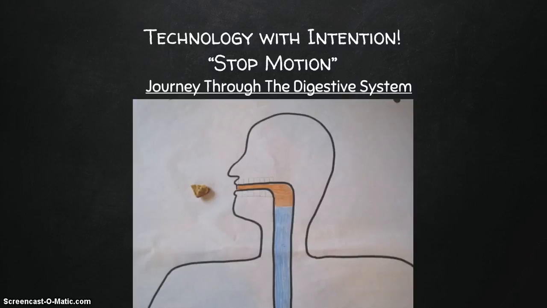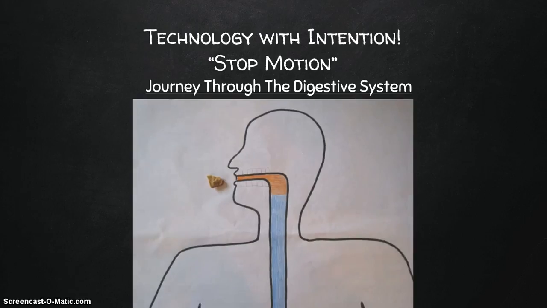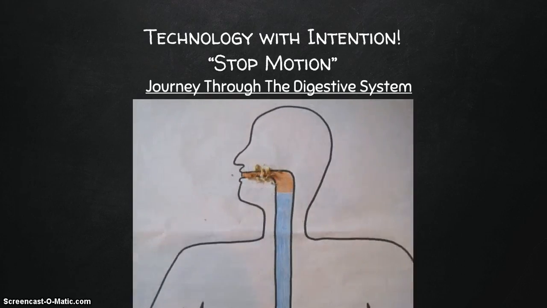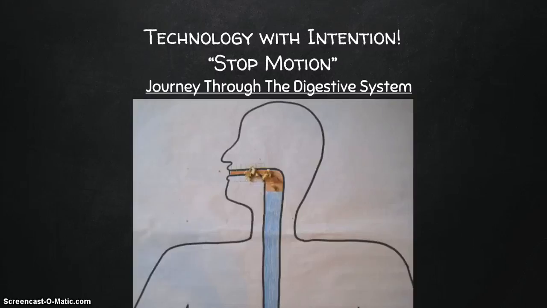Before it goes in the mouth, the cracker is solid, dry, and crunchy. Here it goes into the mouth. In the mouth, the cracker is broken down into small pieces with the teeth. The tongue moves the food. Saliva from the salivary glands begins to make the cracker mushy and soft.